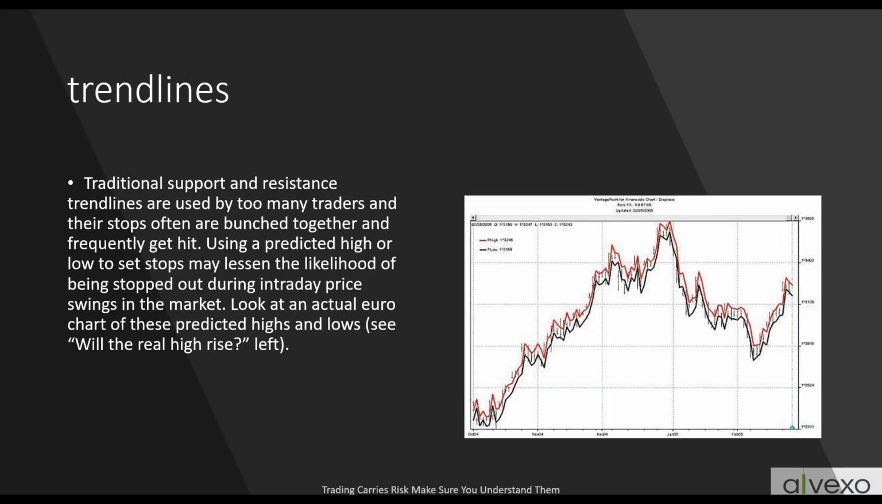Now also, traditional support and resistance trend lines are used by too many traders, and their stops are often bunched together and frequently get hit. Using a predicted high or low to set a stop may lessen the likelihood of being stopped out during intraday price swings. Look at the actual euro chart over here and the predicted highs and lows. When doing that, what we're doing is we're putting two displaced moving averages on our chart and using the high above the top one and the low against the bottom one. So what we end up with is a channel using those two displaced moving averages.